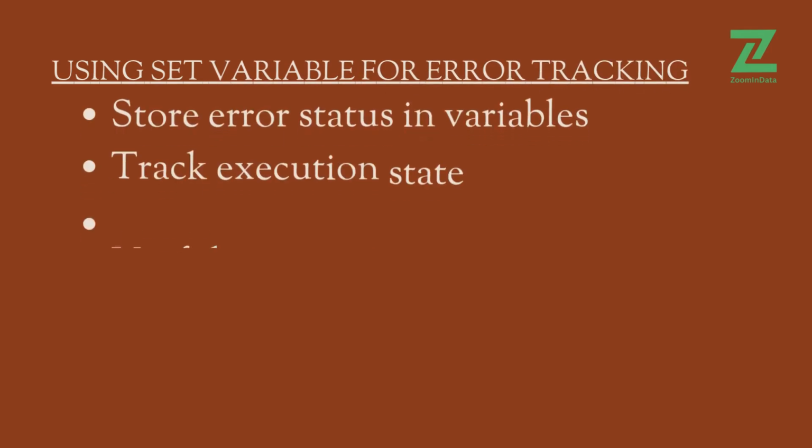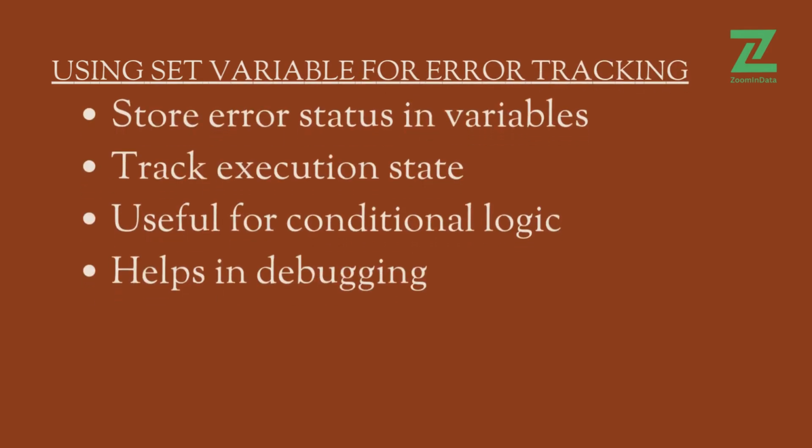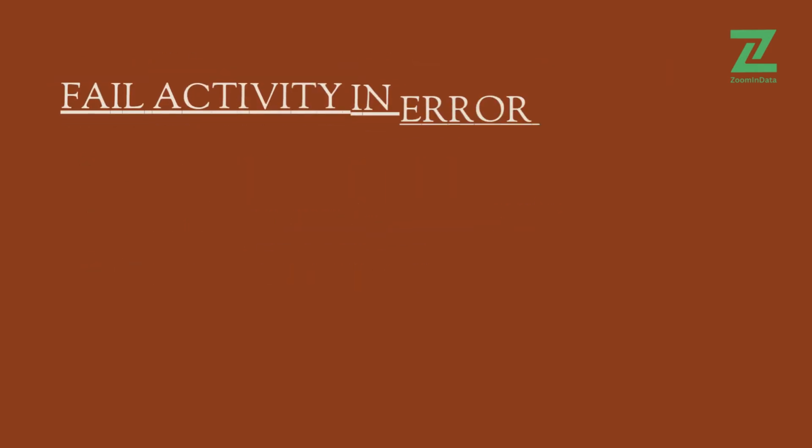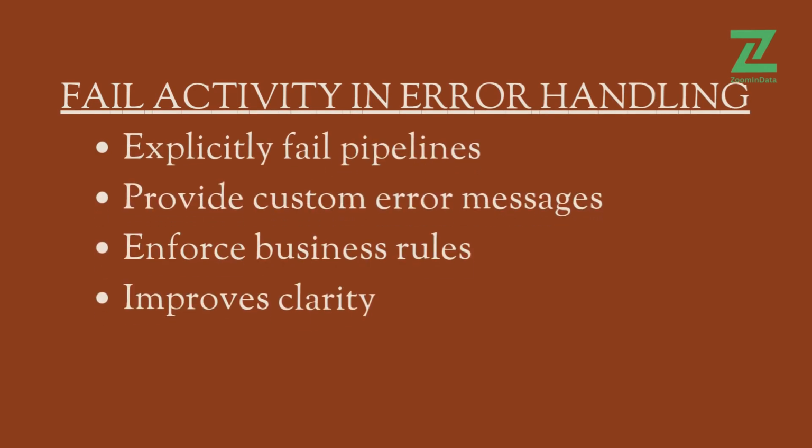Variables can be used to track error states during pipeline execution. For example, you can store a flag indicating success or failure. Later activities can check this variable and decide what to do next. This approach is very helpful for complex pipelines. The fail activity allows you to explicitly fail a pipeline with a custom message. This is useful when business rules are violated or validations fail. Instead of unclear system errors, you get meaningful failure messages.